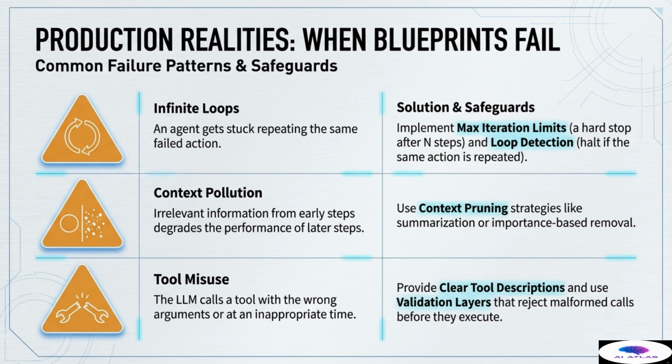The safeguard is context pruning strategies, such as automated summarization of long logs or importance-based removal of low-priority information from the active window. The final pattern is tool misuse, where the LLM calls a tool with the wrong arguments, such as passing a string where an integer is expected, or calls it at an inappropriate time. We safeguard against this by providing extremely clear tool descriptions in the schema and using validation layers in the framework that reject any malformed calls before they are ever executed by the underlying infrastructure.